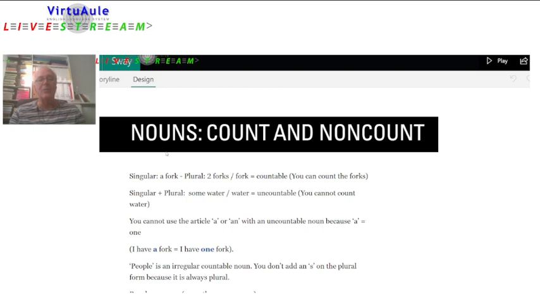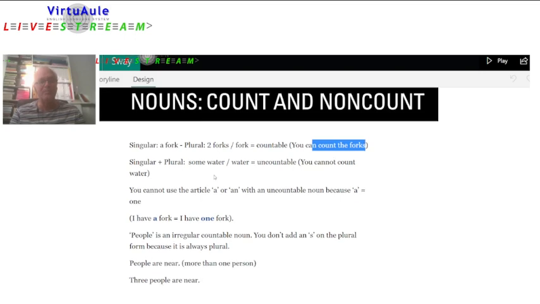Let's look at some nouns. Count and uncount. Noun count, uncountable. Singular, we have a fork. Plural, two forks. What happens? We add an s. So fork is countable. You can count the forks. One fork, two forks, three forks.